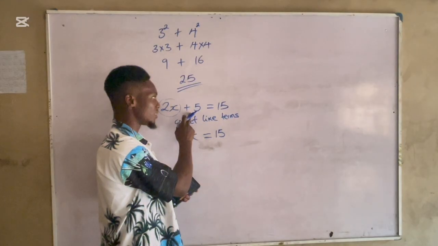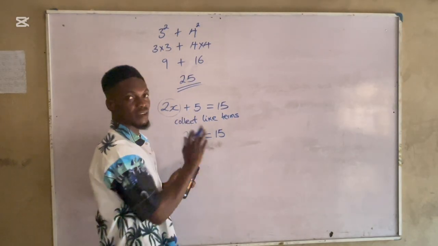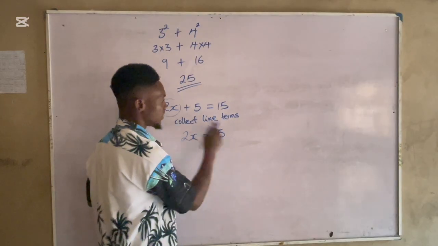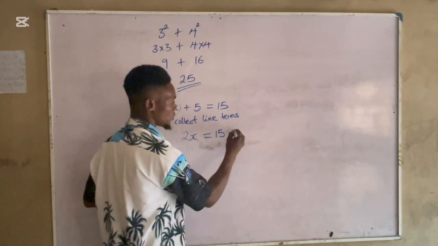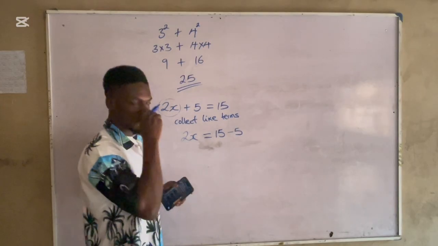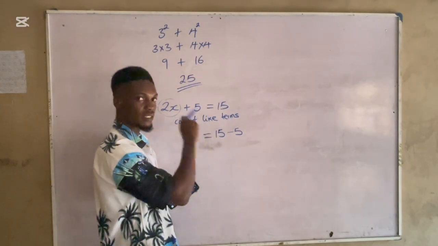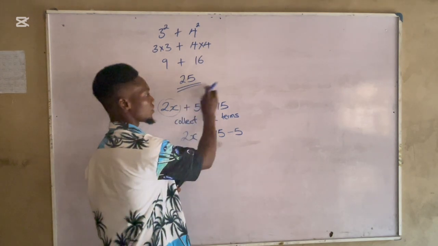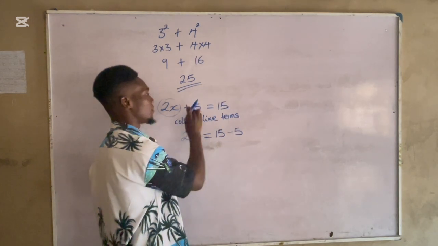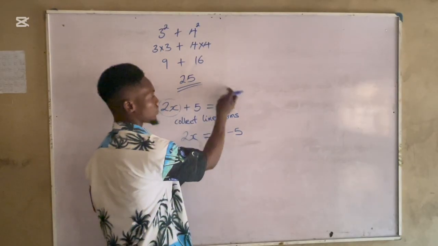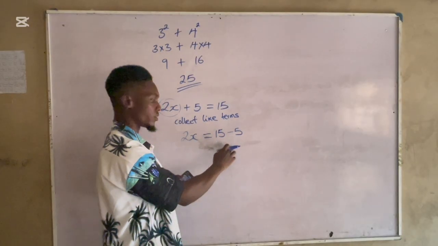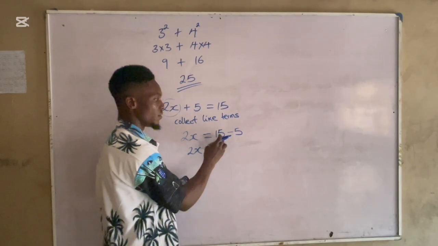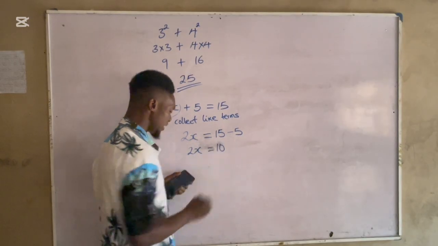Then the tenant here, which is plus 5, is not carrying any x. While the plus 5 is crossing over to the right hand side, this plus will change to minus 5 because it is moving over the equality sign. Any sign that is moving over, assuming that you have minus here, if it is crossing over, it will become plus 5. But as you are having plus 5, when it crosses over, it will change to minus 5. Then we can now simplify. 2x is equal to 15 minus 5 is 10.